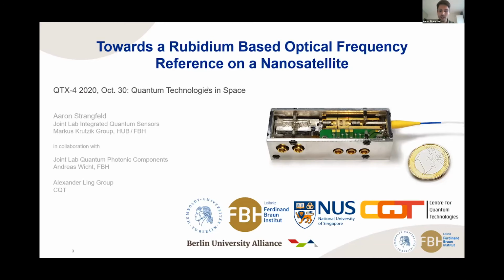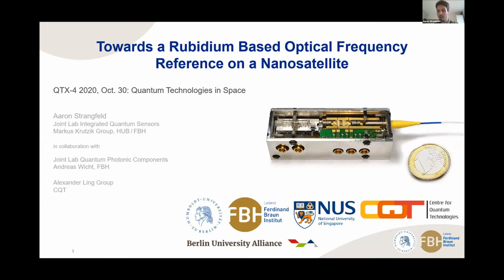In this, we collaborated with Alexander Ling's group at the CQT. And for the development, the design, and the assembly of the module itself that you can see on the right here, we were also in tight collaboration with another joint lab at the FBH, Joint Lab Quantum Photonic Components, led by Andreas Wicht.